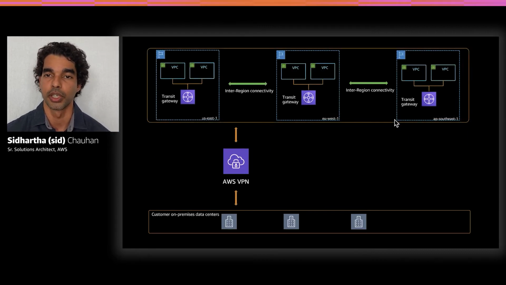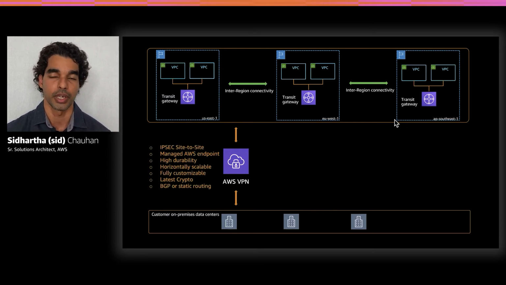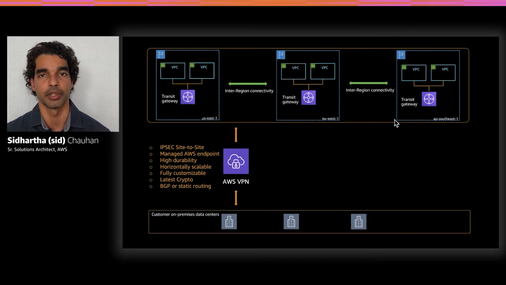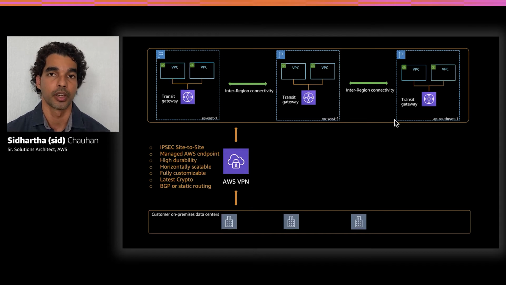Now you have two technologies when it comes to connecting from a hybrid standpoint. First is AWS VPN, where you create site-to-site IPsec tunnels over the internet between your data centers and AWS. At the AWS end, we give you a fully managed IPsec termination endpoint on Transit Gateway. This highly durable, horizontally scalable endpoint is completely customizable. The IPsec configurations, the cryptographic algorithms, everything is totally controlled by you. Finally, from a routing standpoint, you can use border gateway protocol or you can set up static routing.